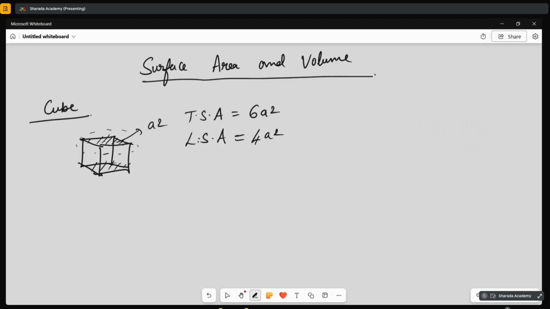Okay, then about the volume. So volume of the cube is equal to a cube. That is length into breadth into height. All the 3 are a itself. Okay, so it is a cube.